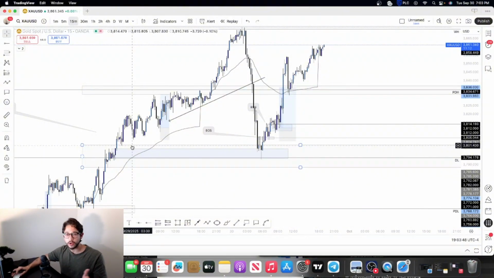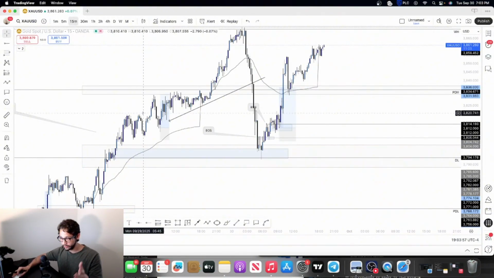So pretty much when I mark up my areas of interest, I like to look for high probability zones where price action has a higher probability of having a retracement and a reaction from it, right? In this case, this was our demand zone. This was our bullish fair value gap.